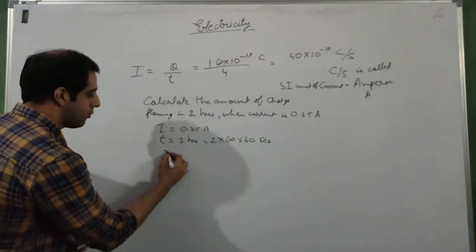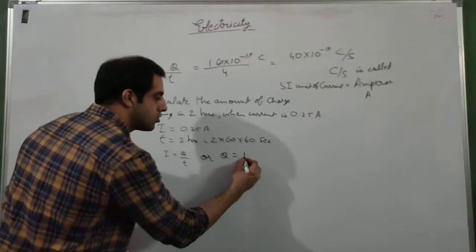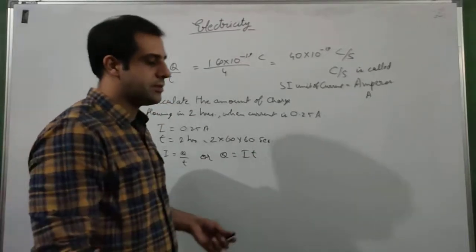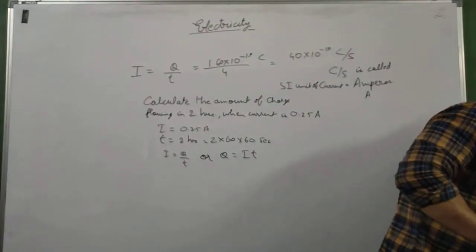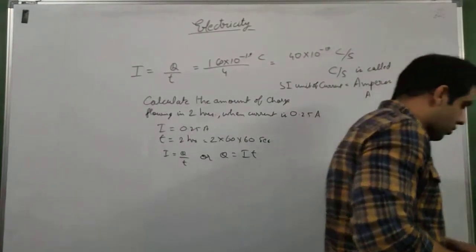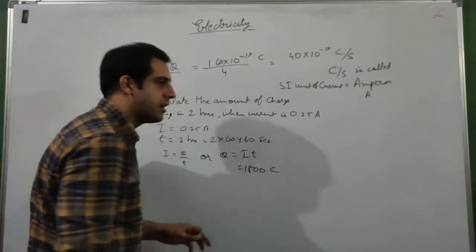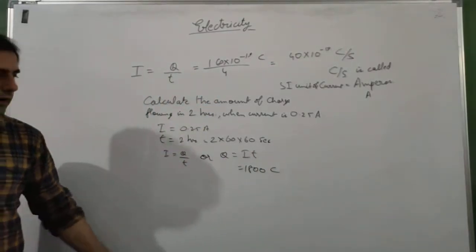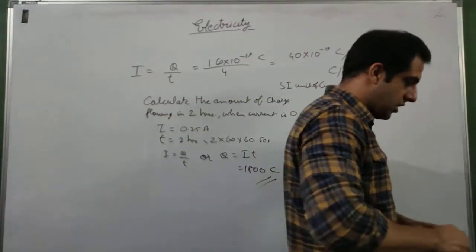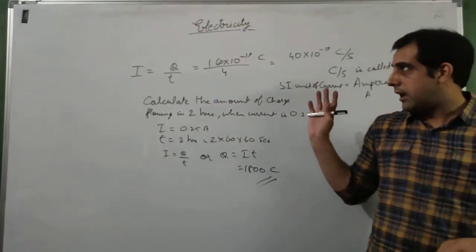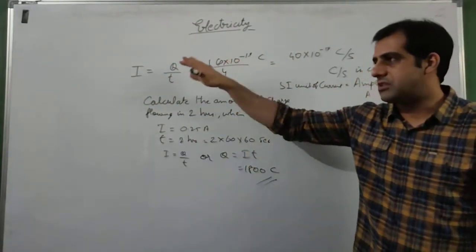Now you can apply the formula I equals Q by T, or we have to find Q, so Q equals IT. Substitute the values. You will find the charge. The charge will be equal to 1800 coulombs. Charge is 1800 coulombs. Solve it yourself. You will find out that the value will come out to be 1800 coulombs. So this is how we calculate charge, we can calculate current, we can calculate time from the same formula.